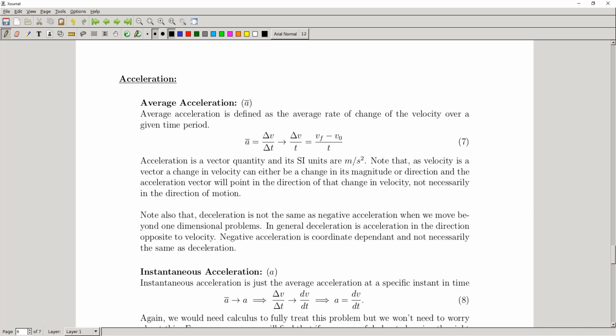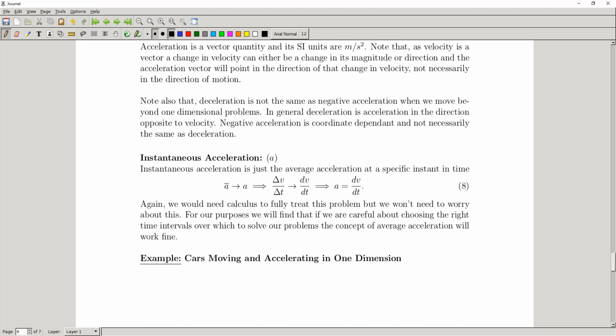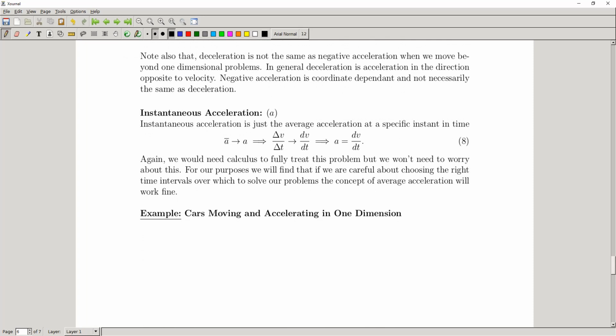There's a few things that we should probably note here. First, that deceleration is not the same as negative acceleration. Okay. When we move beyond one-dimensional problems, these things don't generally have to be the same thing. In general, deceleration is acceleration directed in the opposite direction of the velocity or of the motion, whereas negative acceleration is coordinate dependent. It'll depend on what coordinate system you have imposed in your problem, and we'll see this playing out as we look at future examples here.